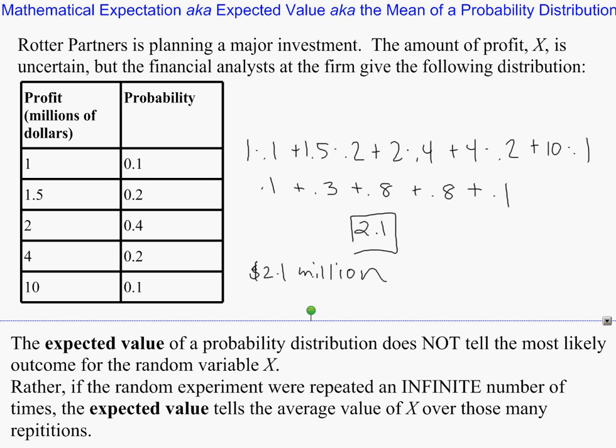And again, this number is not telling me that most likely what's going to happen is I'm going to earn $2.1 million. In fact, $2.1 million is not here on this list of possible outcomes. I'm guaranteed I'm not going to get $2.1 million. But it's saying in the long run, if I were to make this investment many, many times, on average per investment, my return would be $2.1 million. Okay, let's look at another example.